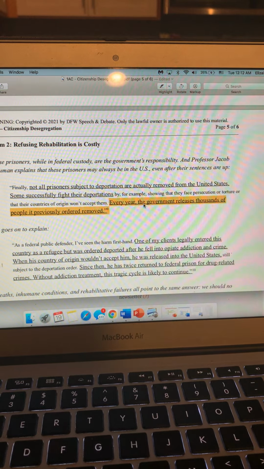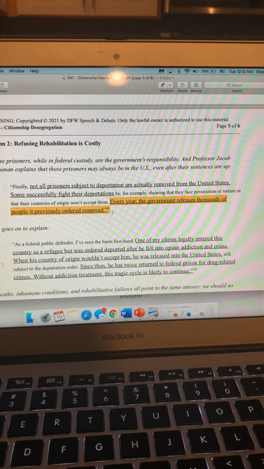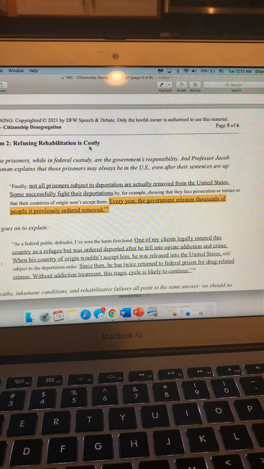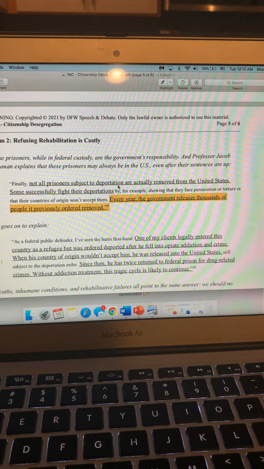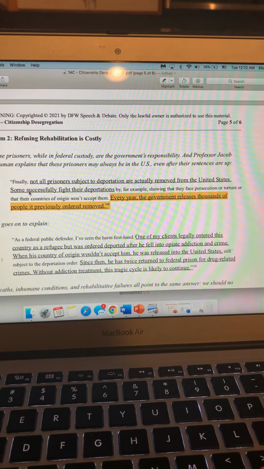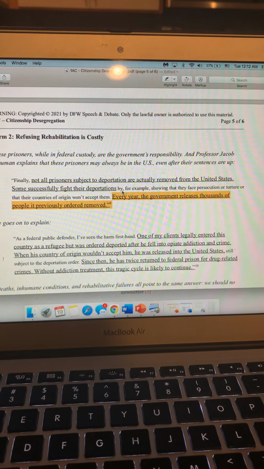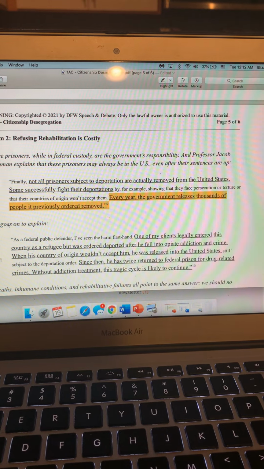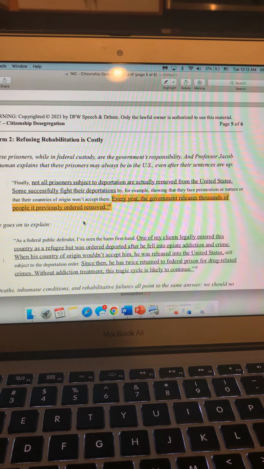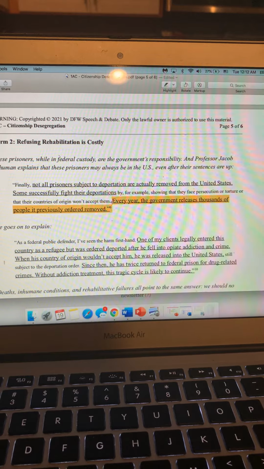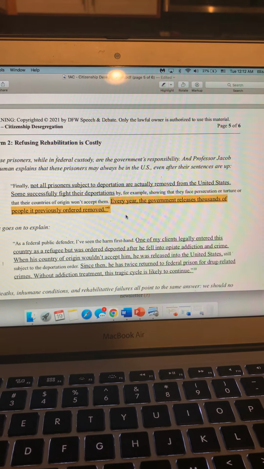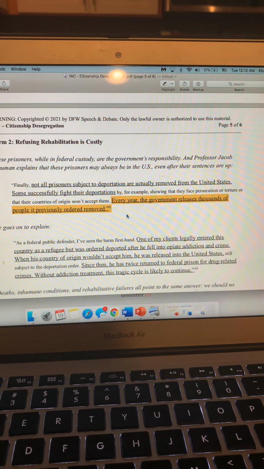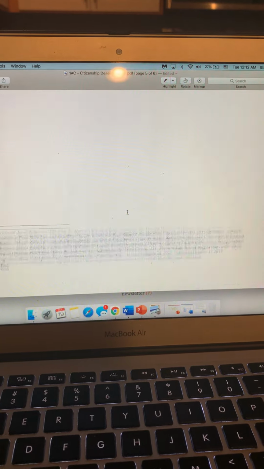It talks a little about every year government releases thousands of people it previously ordered removed, and it's talking about how rehabilitation is costly. Not all prisoners subject to deportation are actually removed from the United States. Some successfully fight their deportations. So just because the government releases thousands of people, it doesn't mean that they're all federal prisoners. You would want real evidence of how many federal prisoners the government releases back into society. And if the affirmative team doesn't know, that would be problematic.